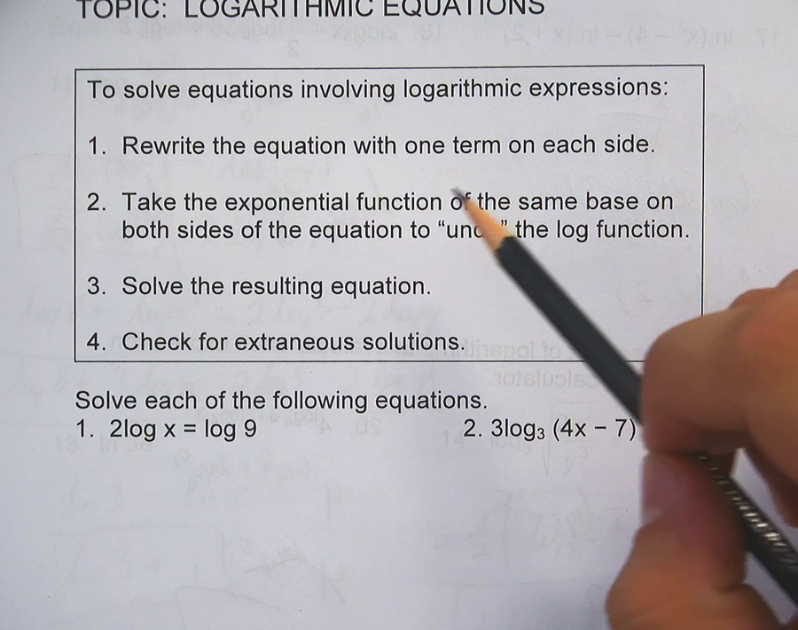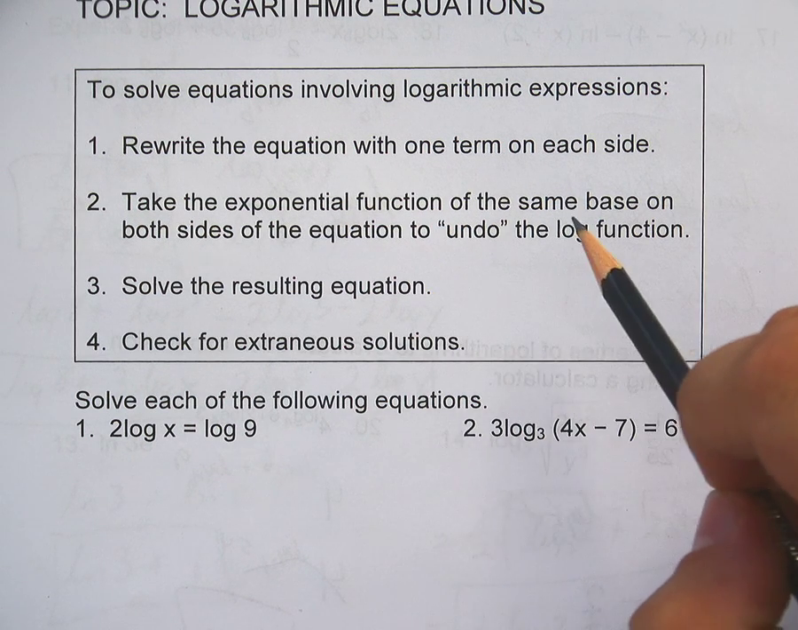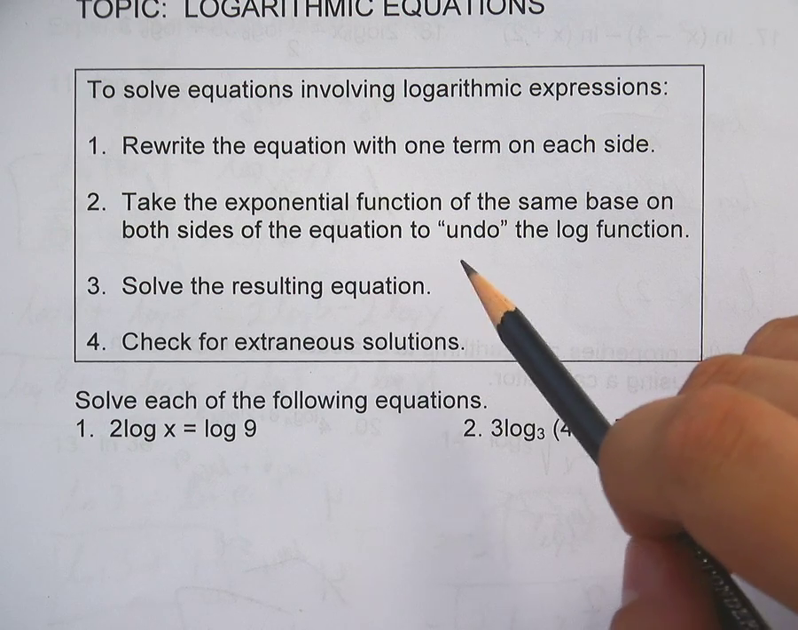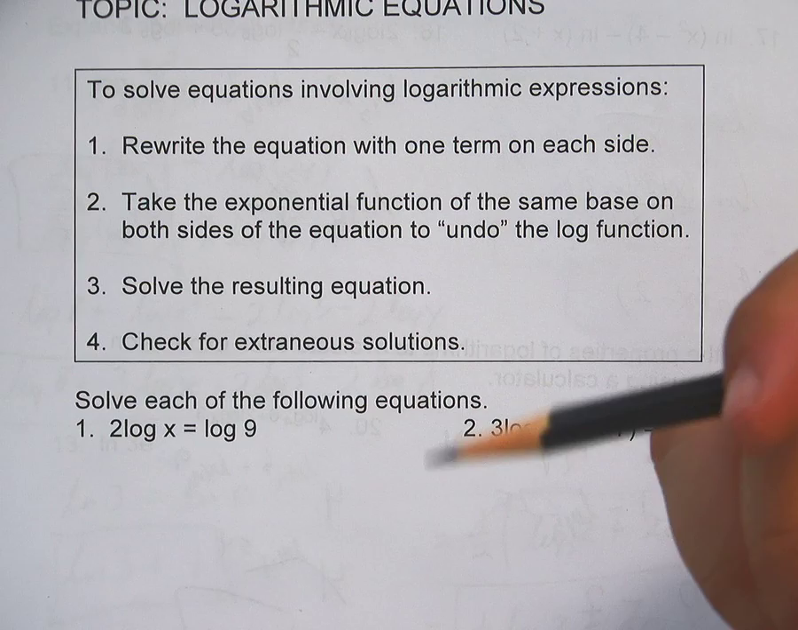Rewrite the equation with one term on each side. Take the exponential function of the same base on both sides of the equation to undo the log function. And what you just heard me say was, and that's pretty much what you got out of it.